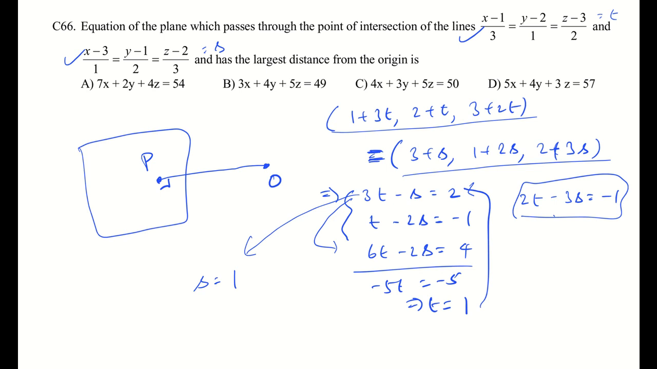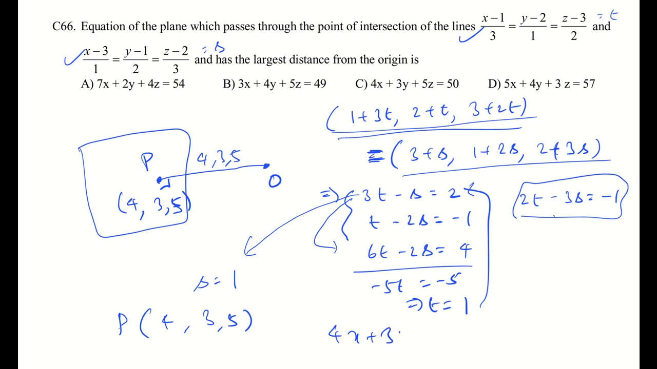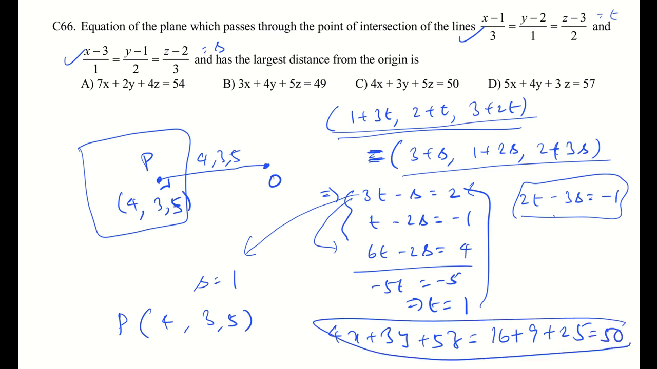Now for the point of intersection P, you simply substitute this value of t here. You will get the point P as (4, 3, 5). So all that you need is the plane having OP as normal and passing through the point P (4, 3, 5). As the DRs of the normal are 4, 3, 5, the equation is 4x plus 3y plus 5z, and as it is passing through (4, 3, 5), I have 4 square plus 3 into 3 plus 5 into 5. I am getting it as 50. So that is the required plane equation.